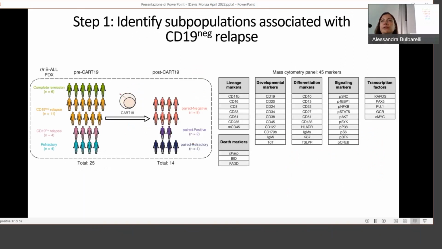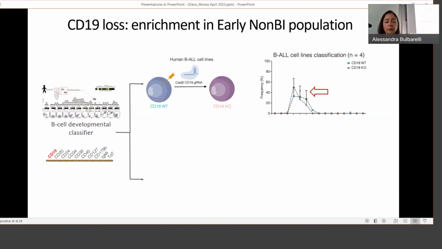So in collaboration with Steve Grupp and Dave Barrett at Children's Hospital of Philadelphia, we had access to over 40 patient samples who were treated with CD19 CAR T cell and who were in different clinical subgroups based on their outcome. So patients who had complete remission after CAR, patients who had CD19 negative relapse, patients who had CD19 positive relapse, and then some patients who didn't respond at all. And of course, we used the CyTOF as our sort of normal approach.